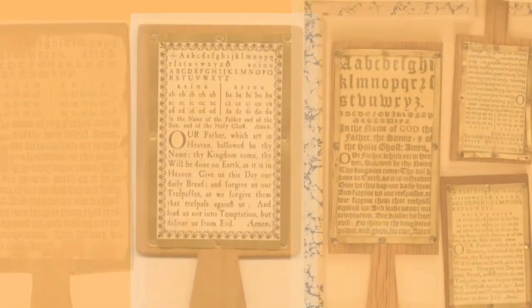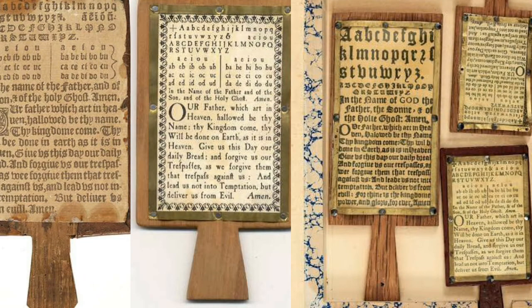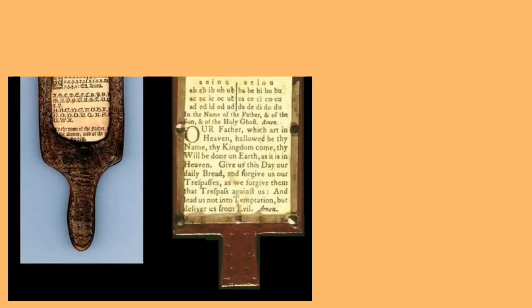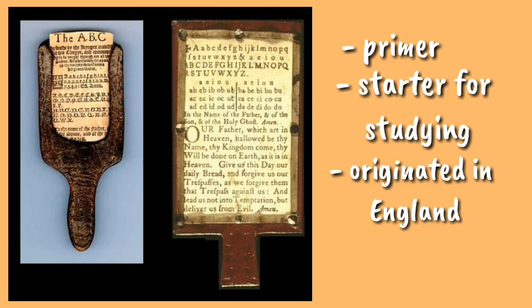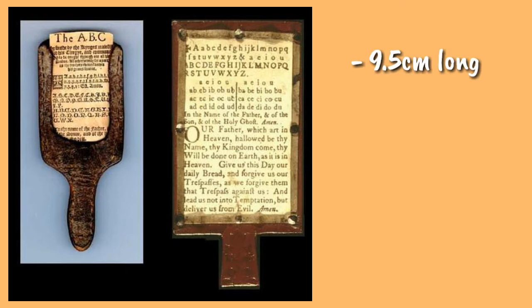So firstly, we're going to start with the horn book. So what is a horn book? It is actually a book that serves as a primer or a starter for studying. It originated in England as long ago as the 1450s or earlier. In addition, it is actually 9.5 cm long, which is a bit smaller than a mobile phone, and is shaped like a bat or a paddle.